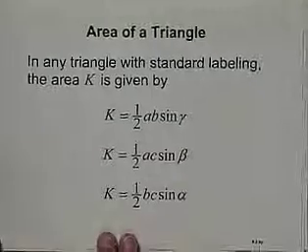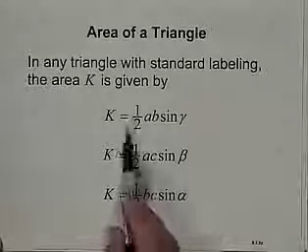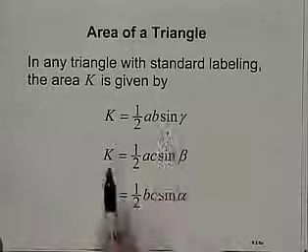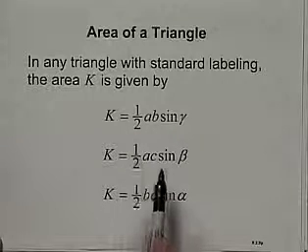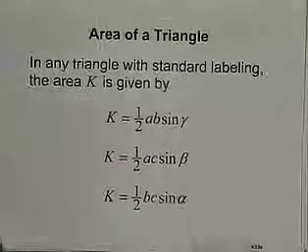Now, we can also use the law of cosines to develop some formulas for the area of a triangle. In any triangle with standard labeling, the area K is given by K equals 1/2 AB sine gamma, K equals 1/2 AC sine beta, K equals 1/2 BC sine alpha. So let's use these formulas in the following example.